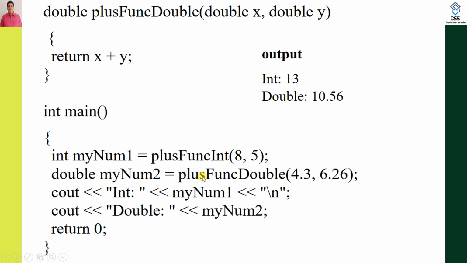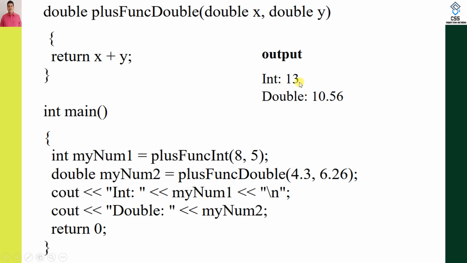If you call plus function double 4.3, 6.26, it is received in the plus function double user-defined function, which receives two values and returns the values. Then we have to access these values. But this is not function overloading. This is only function calling, but it takes extra space in the memory.